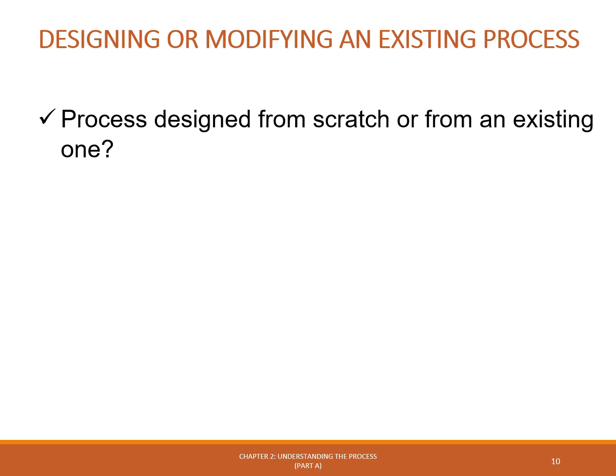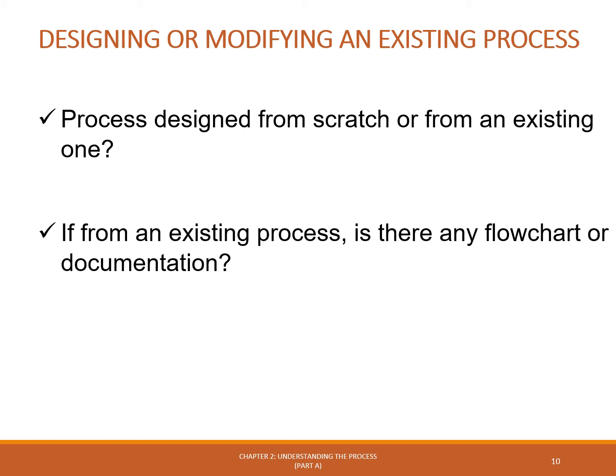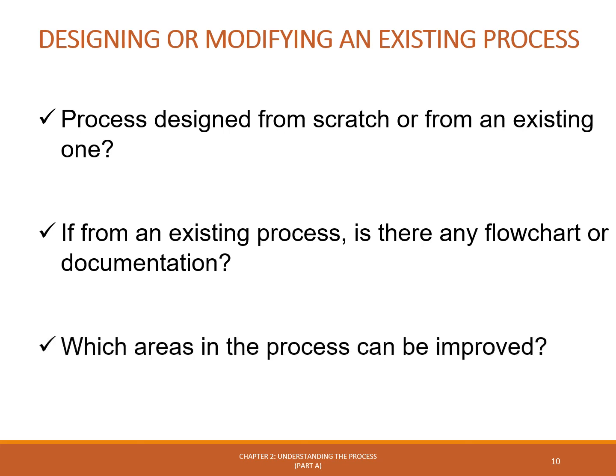The next step in gathering information about the process is understanding if the process is going to be designed from scratch or if it will be adapted or modified from a process that already exists. This is a very important question because if we're going to start from an existing process, then we should have access to any documentation available for that process, flowcharts, or any relevant information that would allow us to address the key aspects of the process. Then, based on a detailed comparison between the existing and the new intended process, we'll be able to identify weaknesses and areas for improvement.